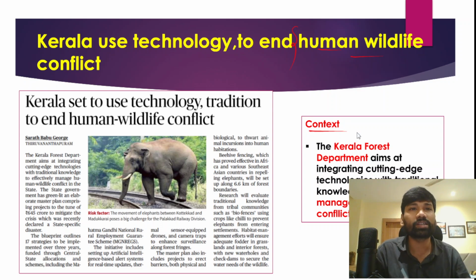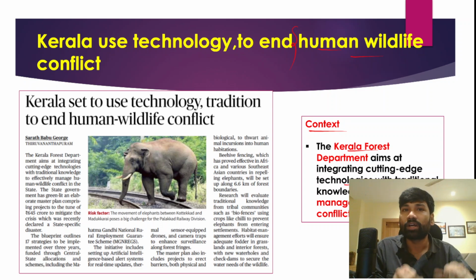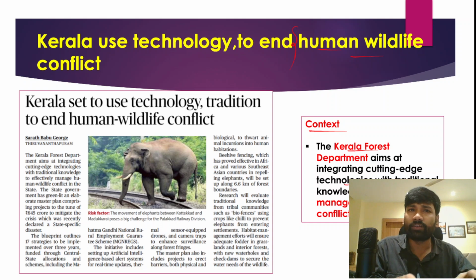So understand the context of this particular article. The context is that recently the Kerala Forest Department has aimed to integrate cutting edge technologies, because whenever we want to find a sustainable solution, technology could provide an appropriate and sustainable solution to that problem. In fact, it could be a win-win situation for the forest department, for the people, and also the animals. Therefore, the Kerala Forest Department has been planning to integrate technology into human wildlife conflict management, so that it could prevent the growing human wildlife conflicts, right?